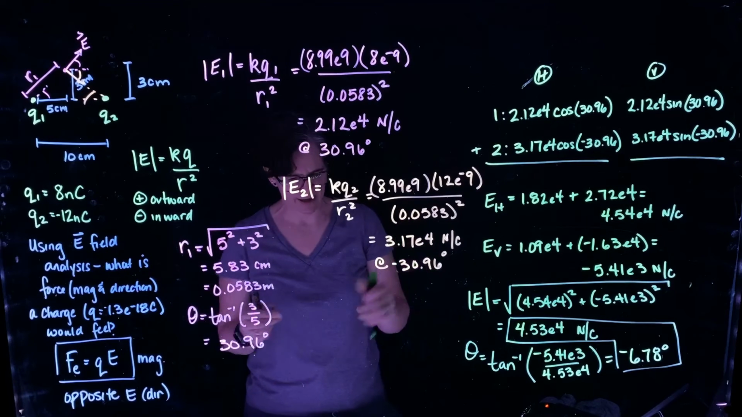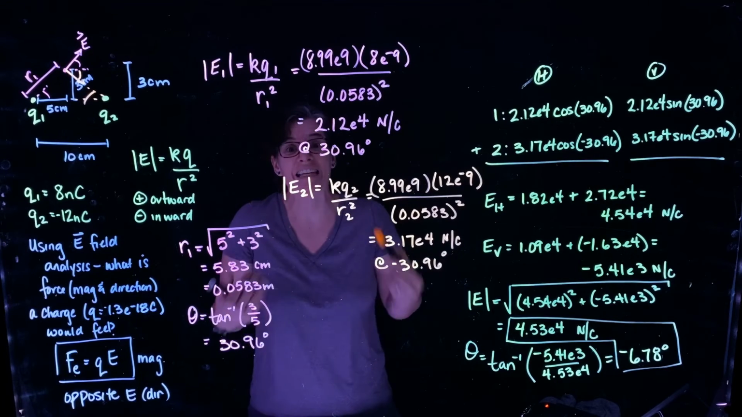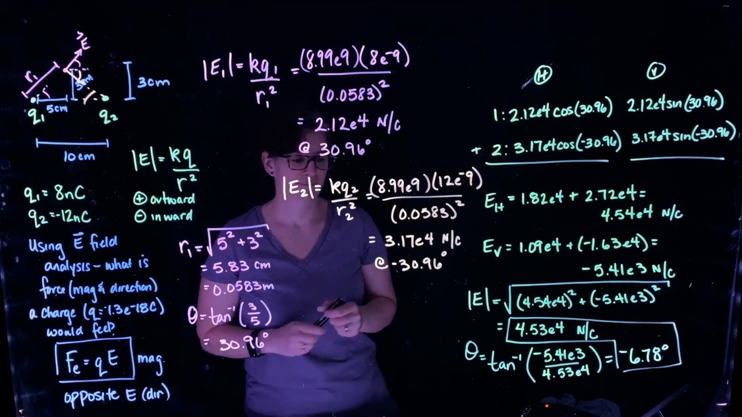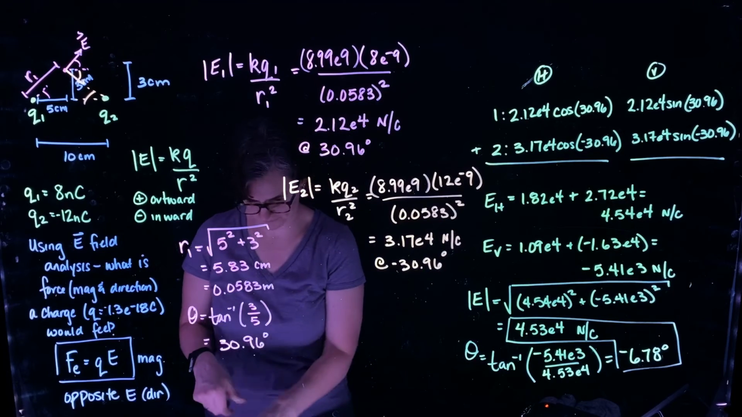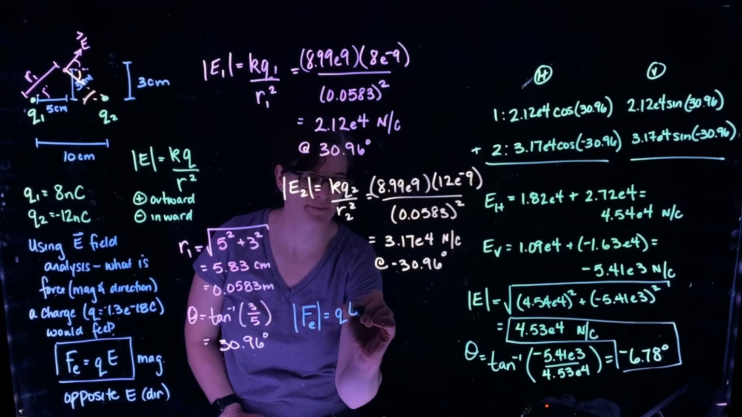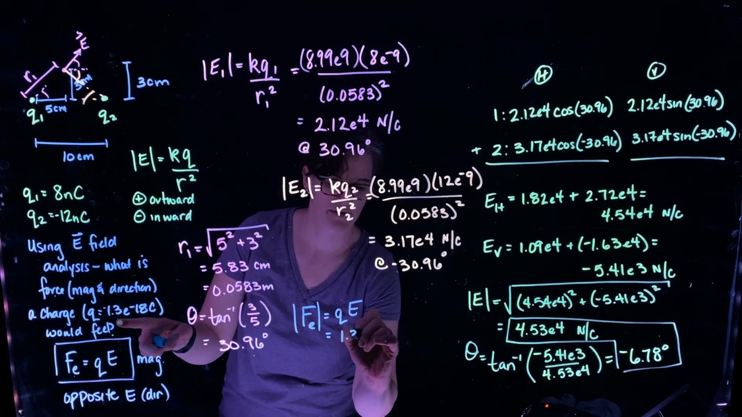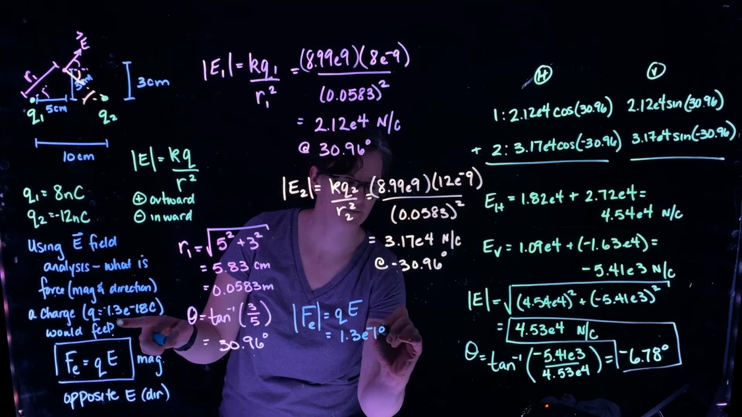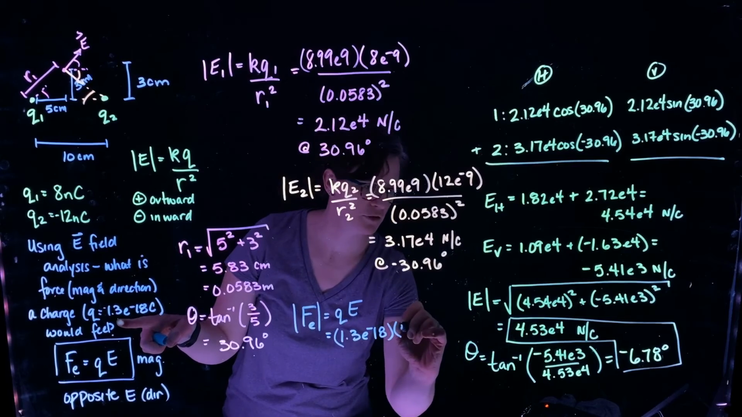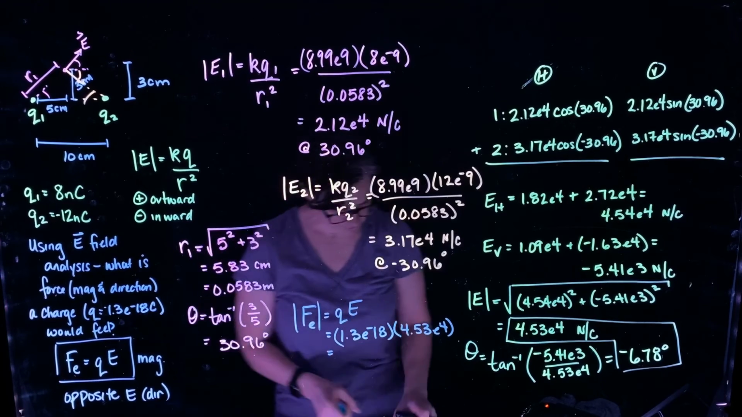I haven't answered the question yet. The question is, what force, both magnitude and direction, will this charge Q feel if I plop it into that location? Well, we can get the magnitude of that force by taking Q times the electric field's magnitude. Q is 1.3 times 10 to the negative 18, just the magnitude of that charge. We'll deal with the sign in a minute, times the magnitude of the electric field, which is 4.53 times 10 to the 4th.